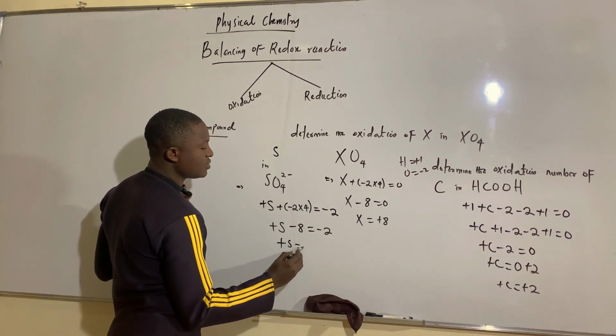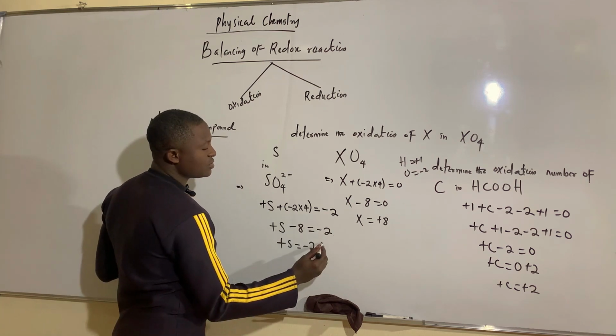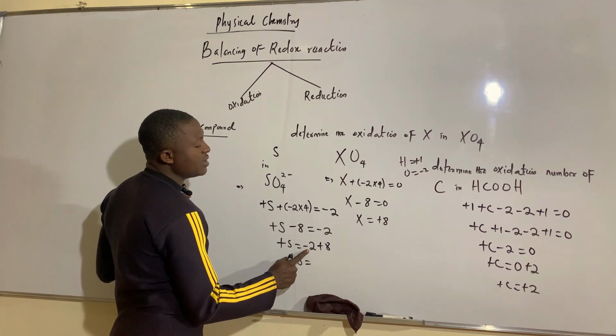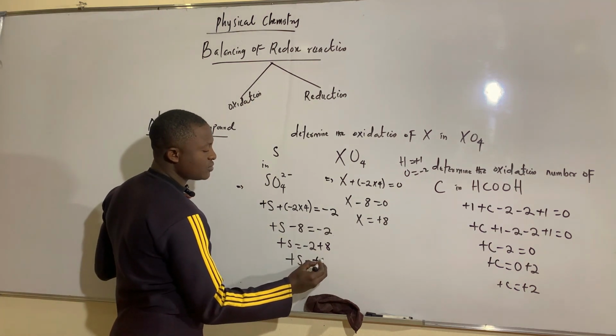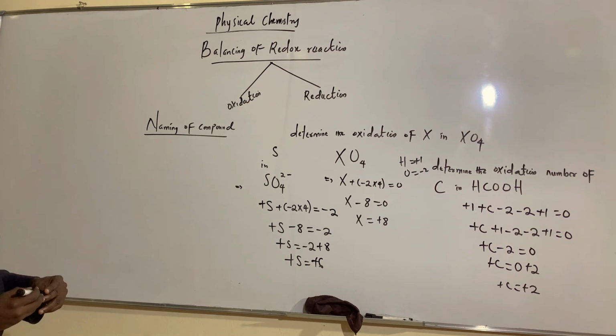Then plus X is equal to minus 2. This is minus 8, so when it comes here, it's going to become plus 8. So here we have plus X is equal to minus 2 plus 8. Of course, we are going to have plus C. So we'll be using all this method when dealing with our compounds.